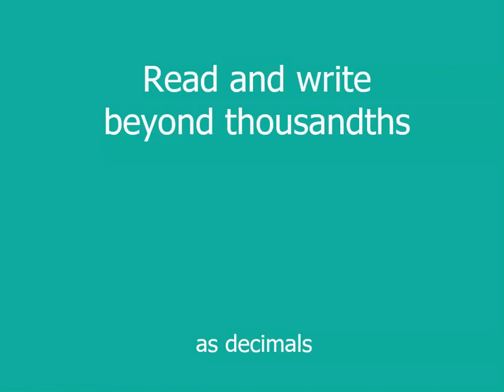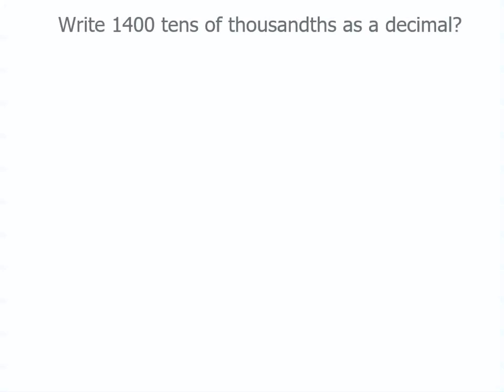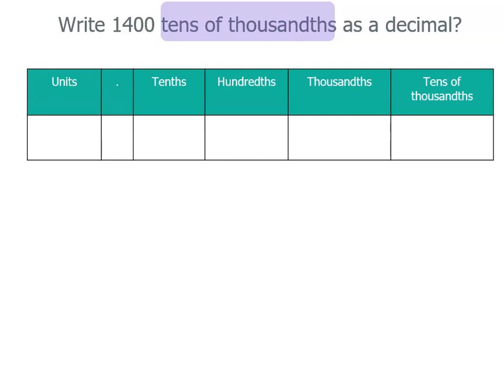Let's look at some more numbers beyond the thousandths place. If you have a look here, we want to write 1400 tens of thousandths as a decimal. Now, there's a lot of the word thousands in there, so we need to think about what this means. Tens of thousandths. If we have a place value table, we have tenths, hundredths, thousandths, and tens of thousandths after our decimal place to the right.